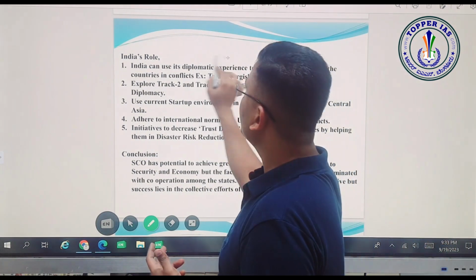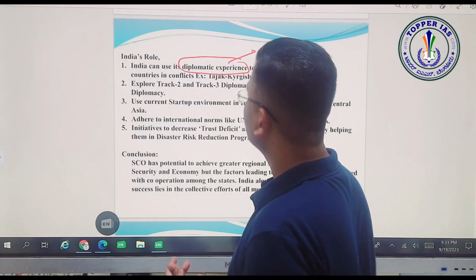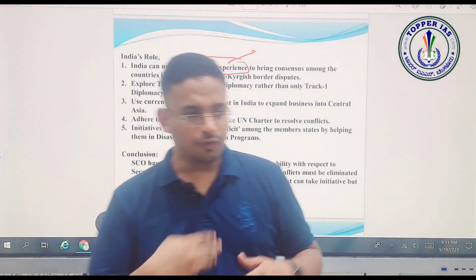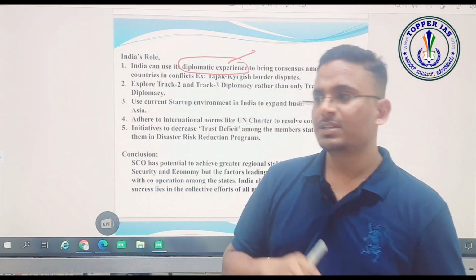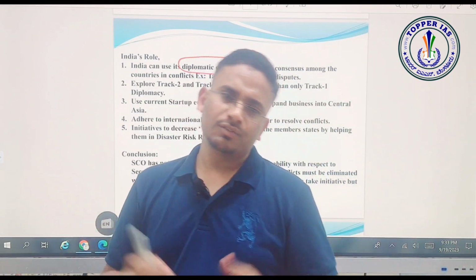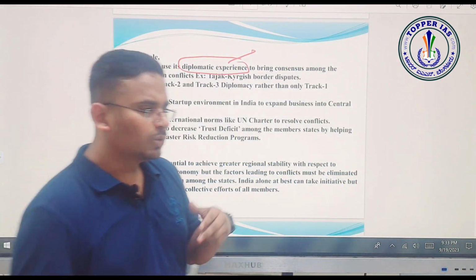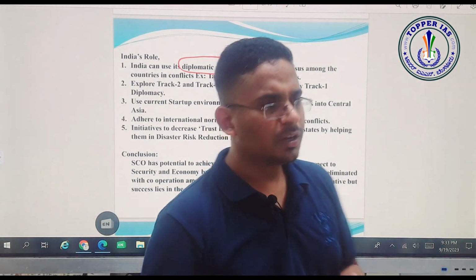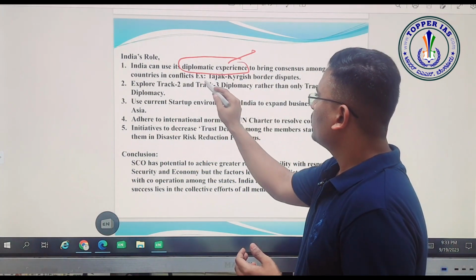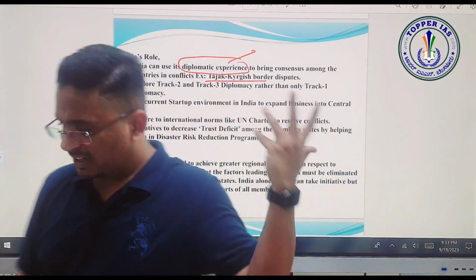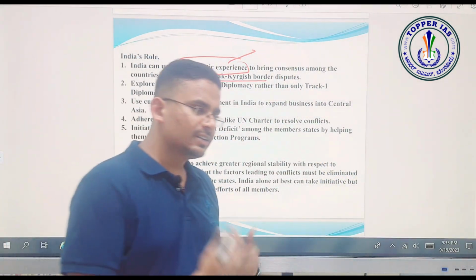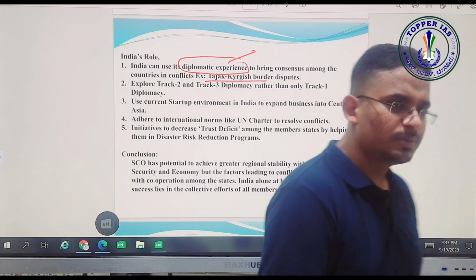That is, India can use its diplomatic experience. Today we are seeing our foreign minister, Jaishankar, giving very dynamic statements, taking on Europe, America, and any part of the world. So his expertise can be used to solve the border disputes which are inherently there in Central Asia. So India can go to the Central Asian countries and solve the problems there.